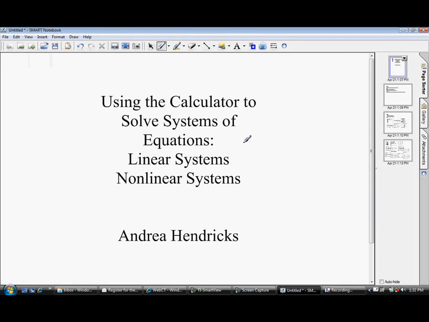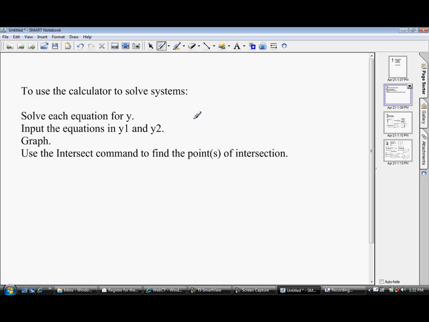Let me tell you how you can use your calculator to solve systems of equations, specifically linear systems and nonlinear systems. The goal is to solve each equation for y and input the equations into y1 and y2. We've done that repeatedly. I will mention here with nonlinear systems you may have to use y1 and y2 for one equation. Depends on if you have that plus or minus.